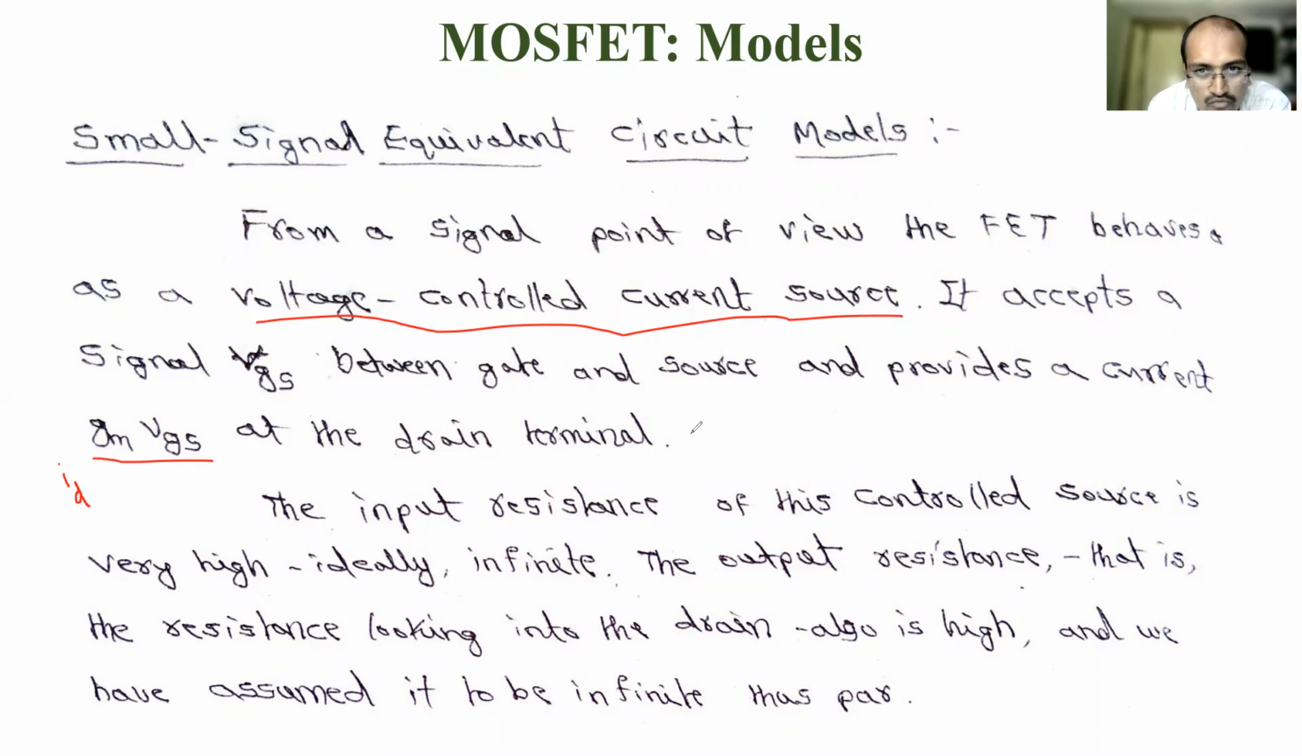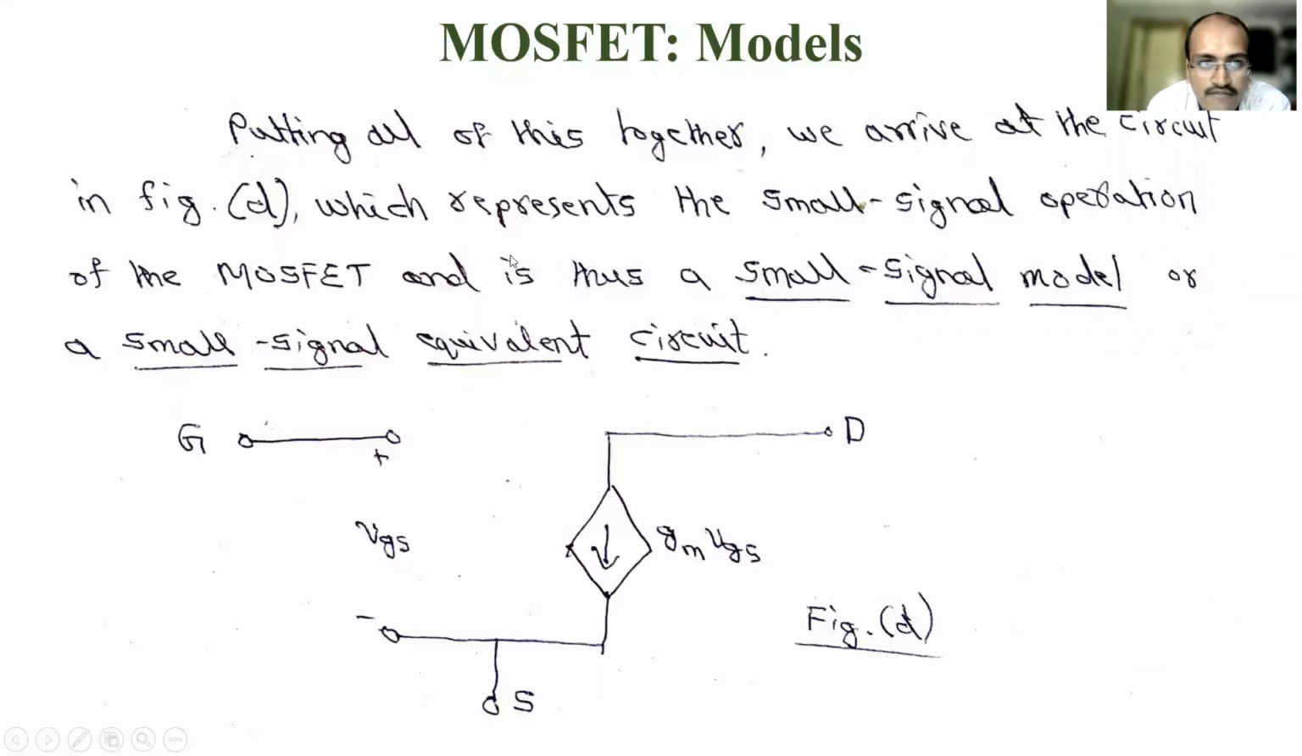So what you have here is the input VGS, and on the output side you have gm into VGS, a controlled source. What is that? A voltage controlled current source. Only two things we will have. Based on that, I will show you one model, and any modifications we will keep adding to it. Putting all of this together, we arrive at the figure which represents the small signal operation of the MOSFET, and is thus a small signal model or small signal equivalent circuit.